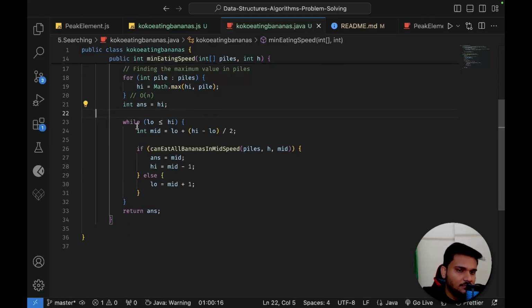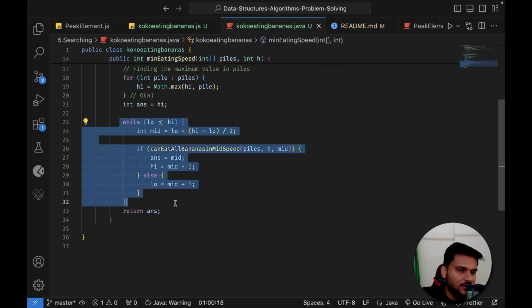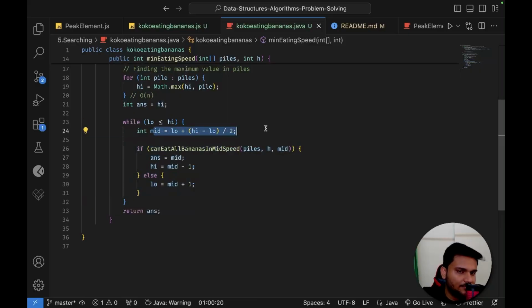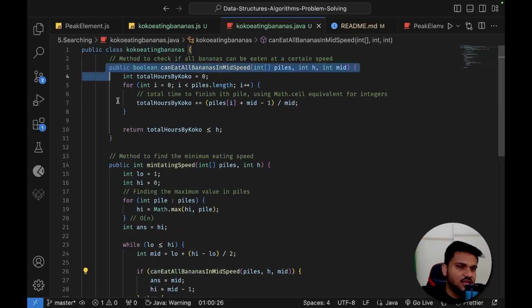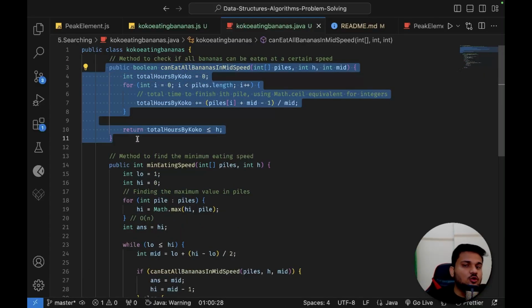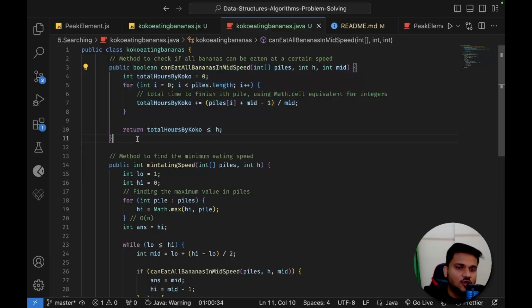Then you say while low is less than or equal to high, you calculate the mid, and then you call the function canEatAllBananasInMidSpeed. So what is the role of this function? This function tells us whether Coco can eat all the bananas in all of the piles at mid bananas per hour speed within h hours or not. So how do you calculate it? I have a variable, total hours taken by Coco. This variable will hold how many hours Coco has taken.